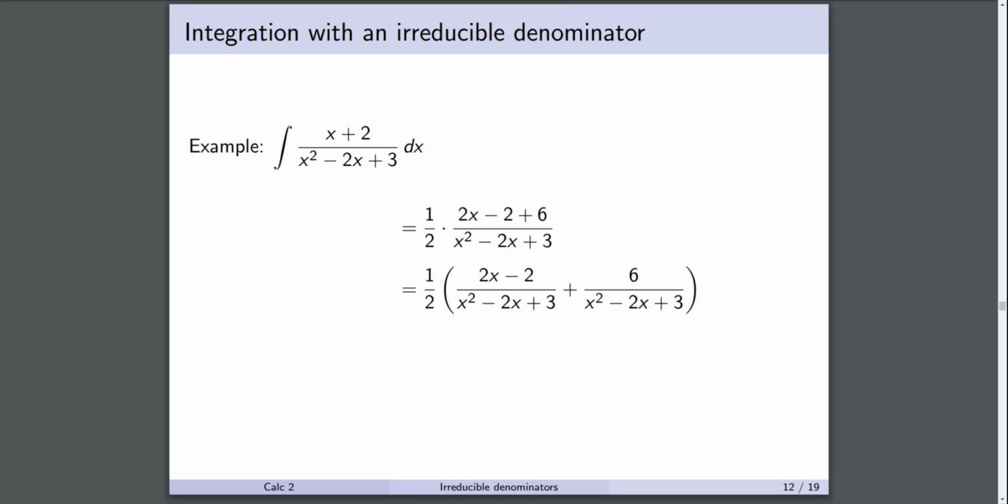And then I'm going to split that up into 2 pieces. The first fraction in parentheses has 2x minus 2. That's the derivative that we were looking for. And then the remaining constant gets its own fraction. Then I distributed my 1/2 through the parentheses. I'm finished with my algebra step.